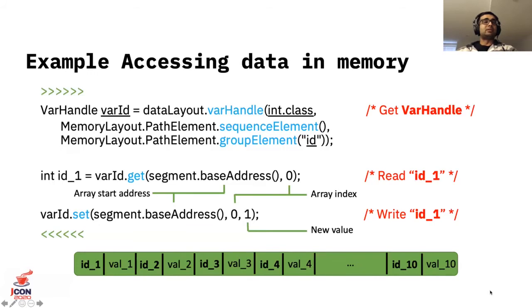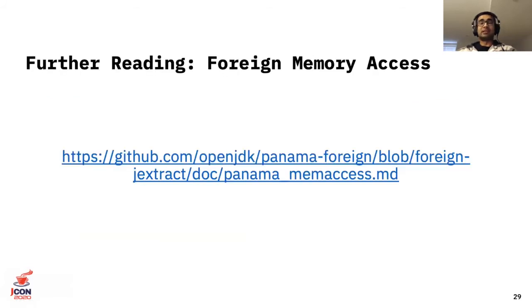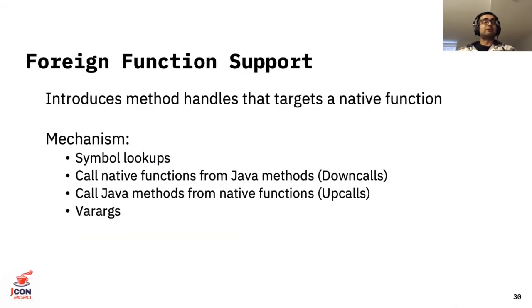And with this, I think we have briefly looked into the functionality of the Foreign Memory Access API and some of its main components. More details and documentation of this API can be found at the link shown in this slide. And now we move forward to the second API, which is the Foreign Function Support API.